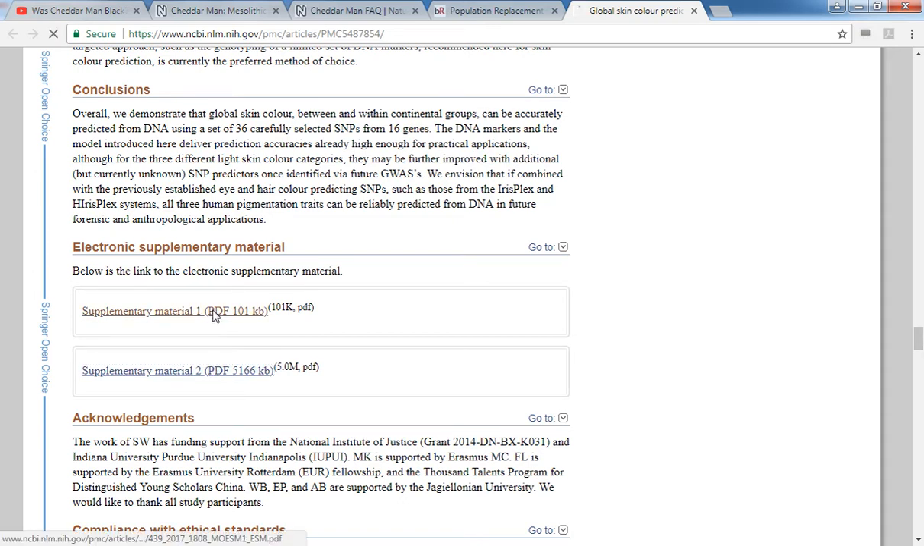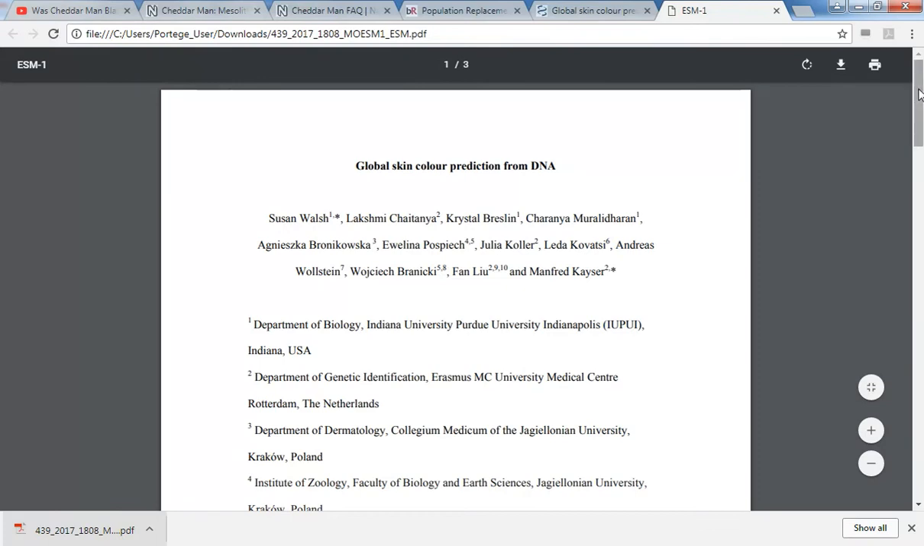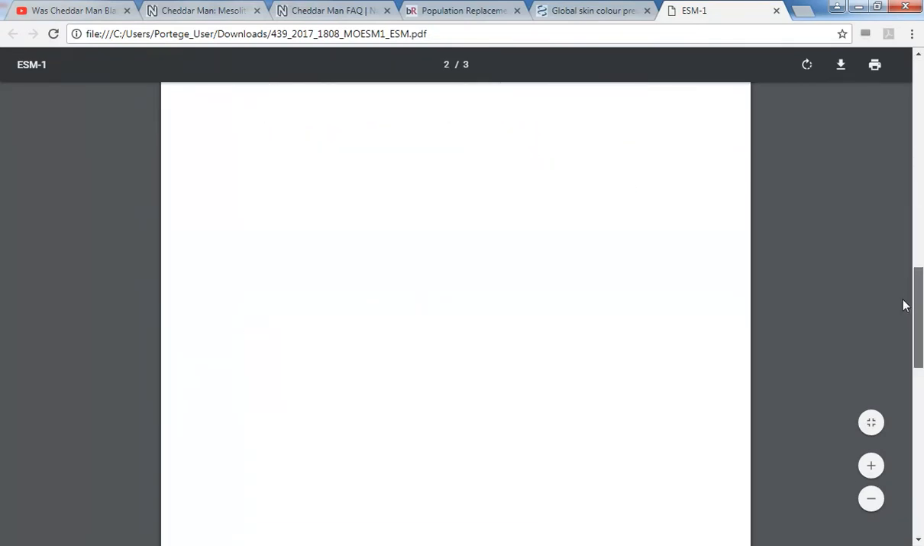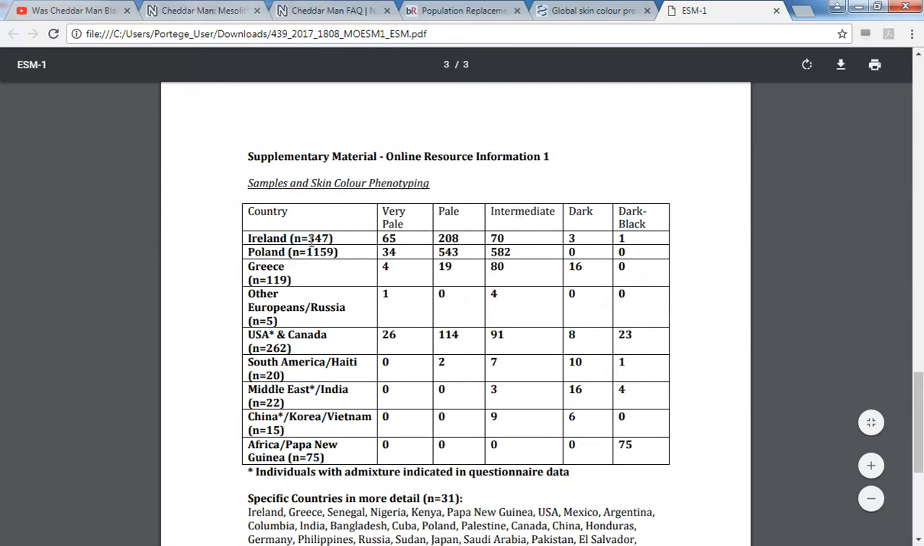If we look at the supplementary material, it might actually be this one. Let's take a look right here. So in the supplementary material, which is what I want to get at, here we go. As you can see, this is Ireland, this is Poland, this is Greece, this is other Europeans. Yes, plenty of Europeans are predicted to have intermediate skin color. So this intermediate skin color is not foreign to Europe. It happens in Europe. It's what we call olive skin.